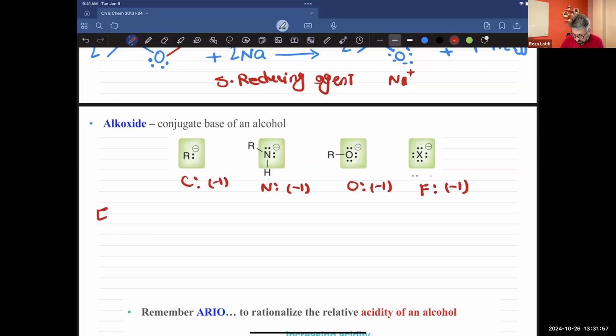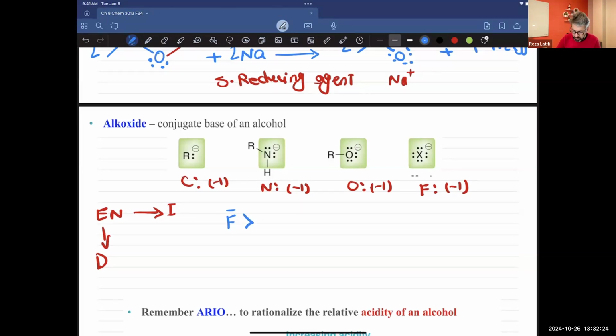I know electronegativity to the right side of the periodic table increases. Down in any group, electronegativity decreases. So fluorine has the highest electronegativity. That means fluorine is more capable of handling the negative charge than oxygen or nitrogen. So I'm going to say F -1 is more stable. It's more stable than oxygen.